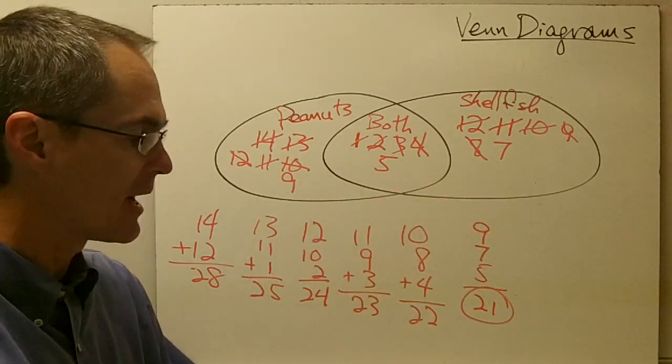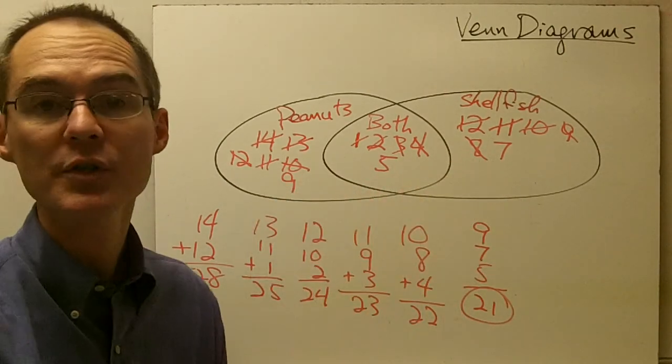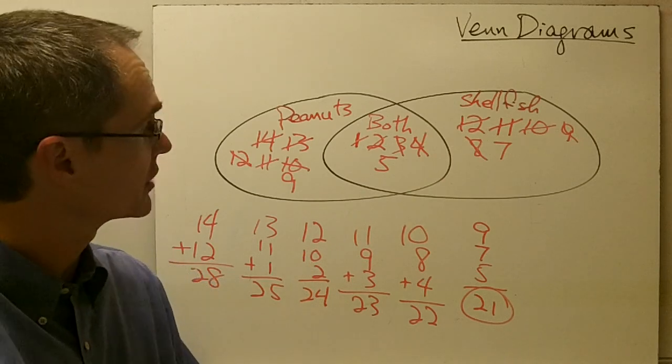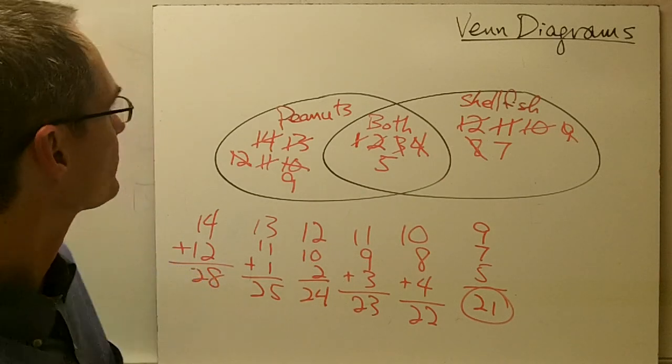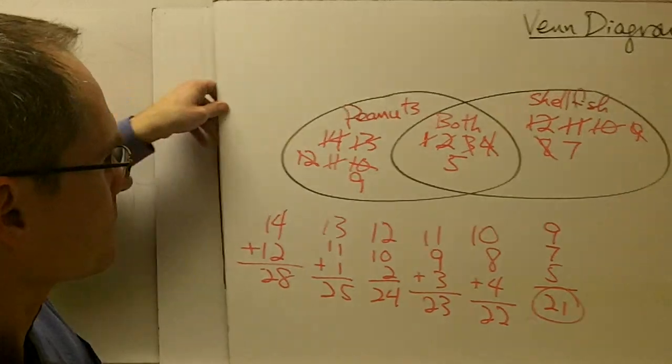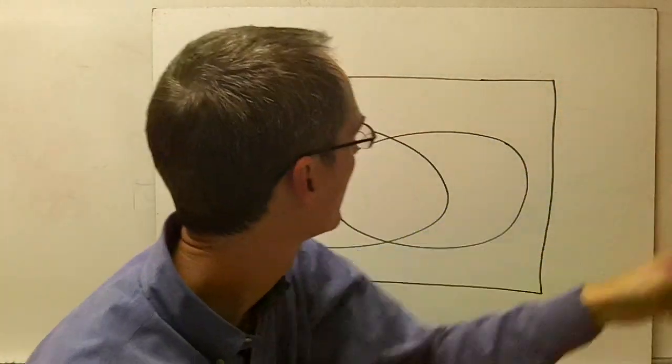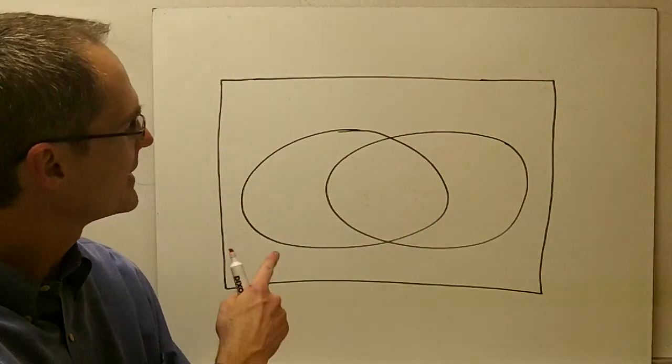And when I add all those up, I get my total of 21 students at Riverside who are allergic to peanuts or shellfish. All right, now let's take a look at this next example.